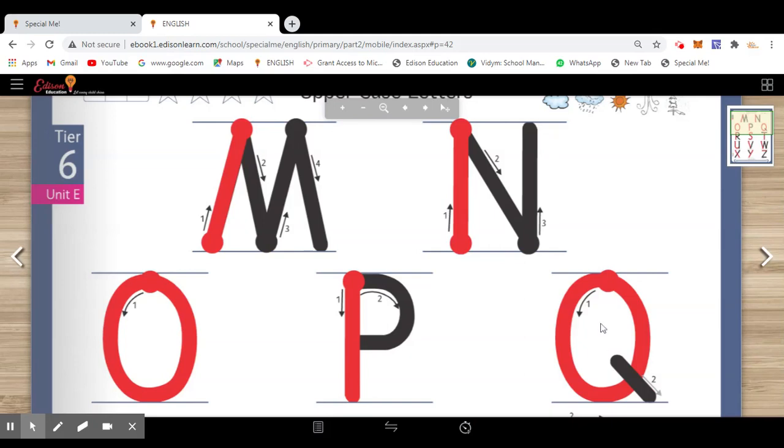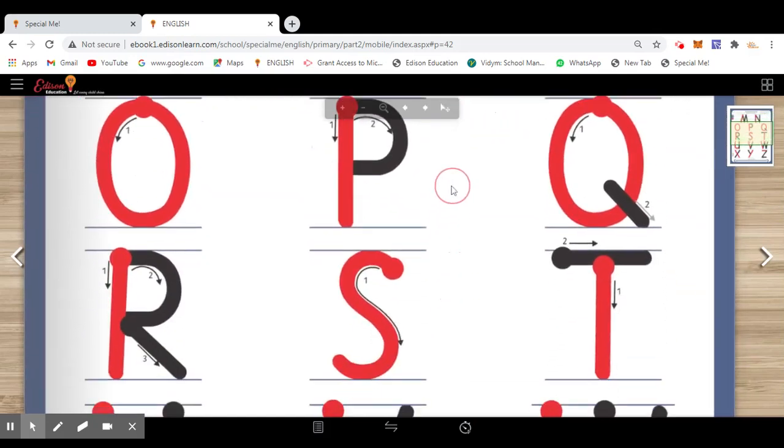So now you have to trace it, and for tracing it, first of all, you have to make a big circle, just like letter O, and then here you have to make a little slanting line. So this is uppercase letter Q, and Q is a phonic sound of letter Q. Now come to the next letter.